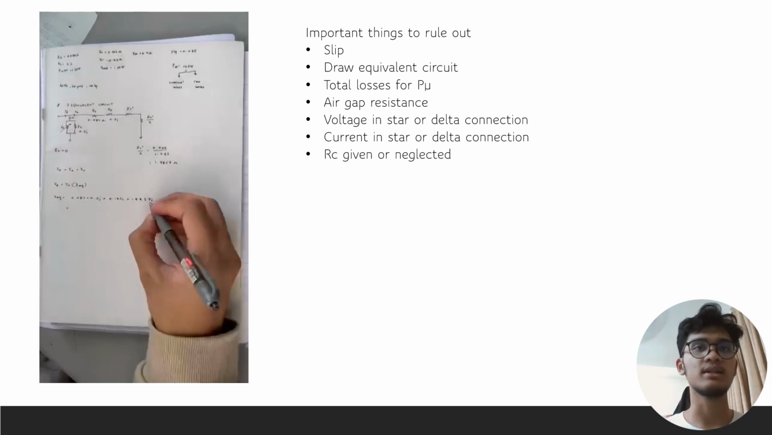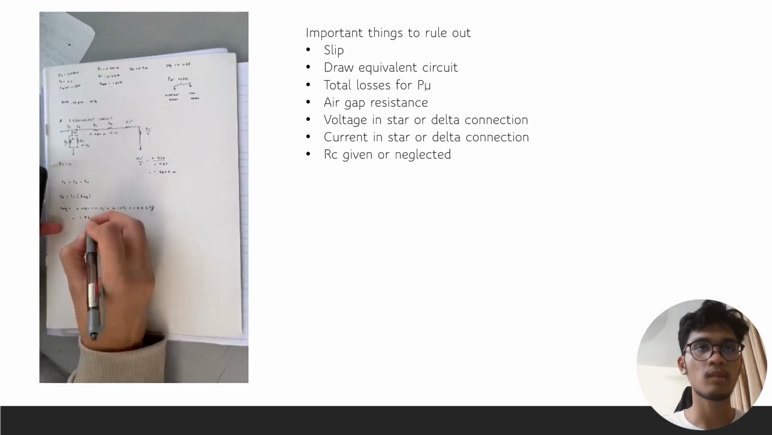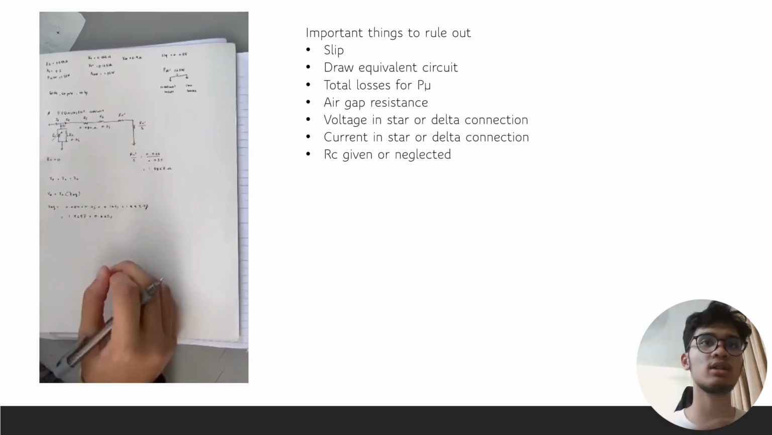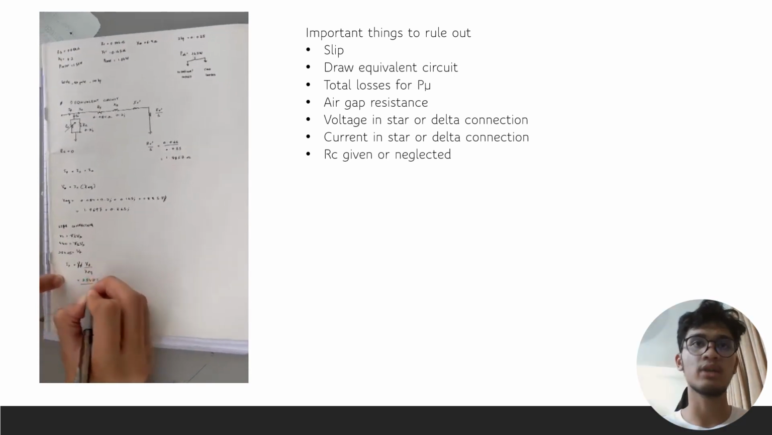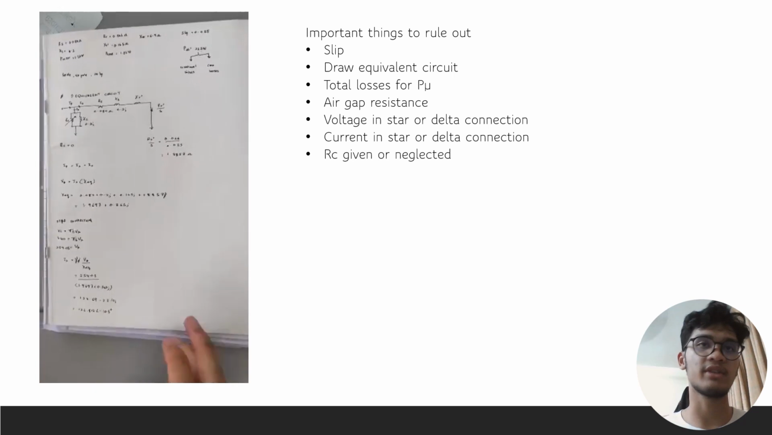To find P in, it uses the basic formula, which is 3 V phase I phase cos theta. Cos theta is the power factor. In order to find the power factor, we need to find the angle. The angle is given by delta V, which is 0 minus the negative value of the angle that we obtain from I2. As you can see, we are finding all the power values for each parameter to find the efficiency. The important part is P out over P in, because that is the efficiency.